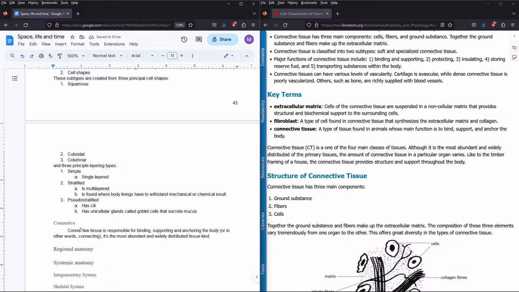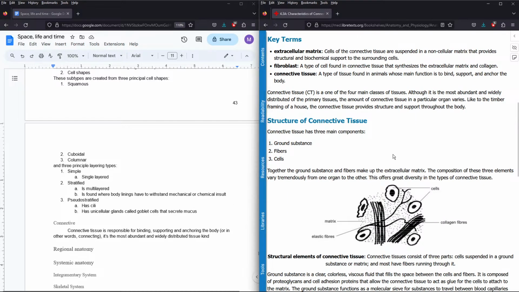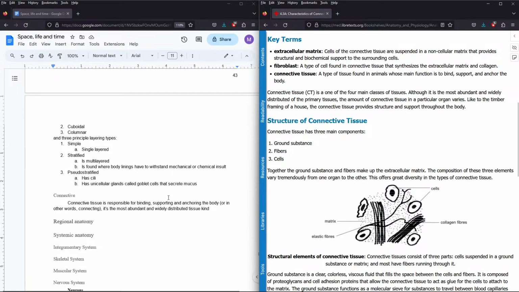The amount of connective tissue in a particular organ varies. Makes sense. Like the timber framing of a house, the connective tissue provides structure and support throughout the body. Got it. Oh boy, with those kinds of analogies, we'll run out of the skeletal system. Connective tissue has 3 main components.